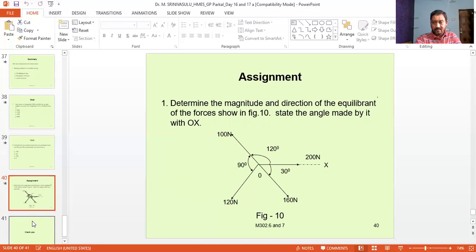So this is about today's lesson. It is the lesson about solving problems on Lami's theorem and also the resolution of forces.